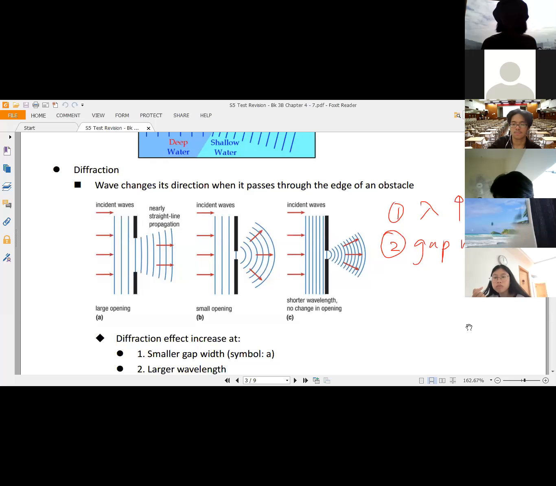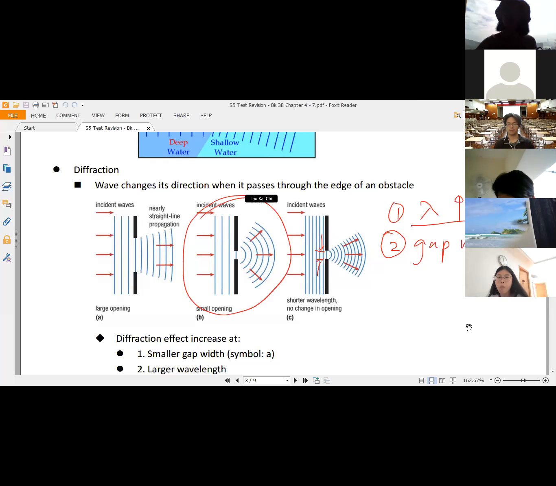For a more narrow gap width, if the gap width is smaller, the diffraction effect will also be stronger. So you may compare these three. The larger lambda and smaller gap width is actually this one, so it gives the largest diffraction effect. You may see that if originally it goes forward, it bends much more. This angle is smaller, right? For this one, it goes much farther away. The range is wider. So this is the largest diffraction effect.